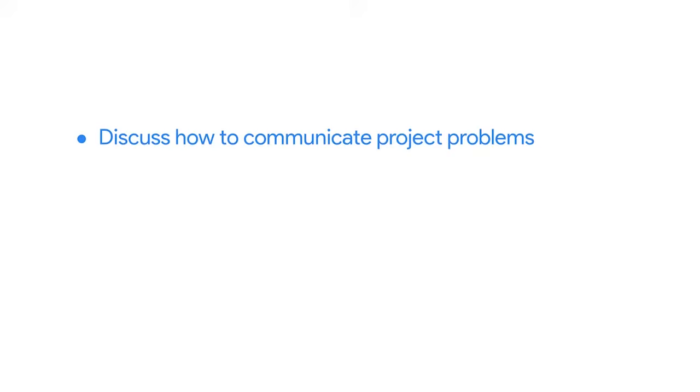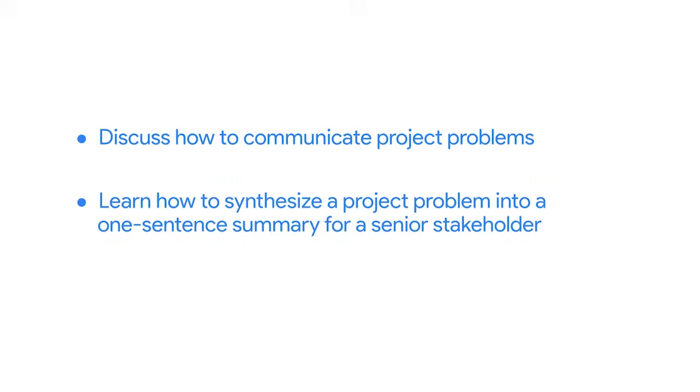In this video, I'll discuss how to communicate project problems. In the upcoming activity, you'll learn how to synthesize a project problem into a one-sentence summary for a senior stakeholder. Combining information from multiple sources, like conversations, emails, and documents, is a skill that project managers use frequently. It's helpful to reference when leading conversations in meetings, writing documentation, and emailing team members regarding the project.